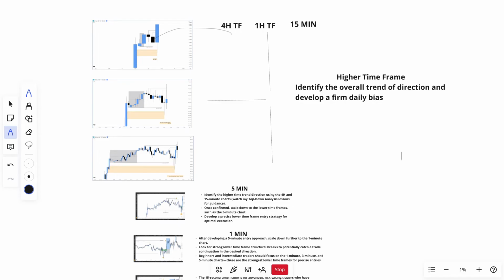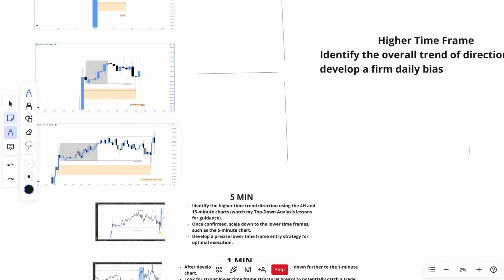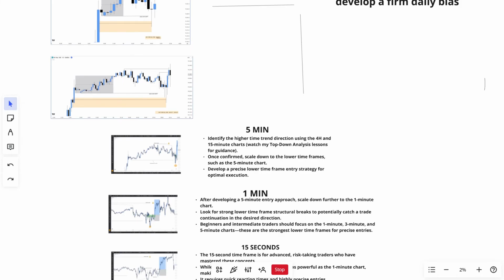We have to do a proper outlook of the higher time frames, and then after we know exactly what price is trying to pull towards from the higher time frames, that's when we scale down to the lower time frames to start looking for our entry.